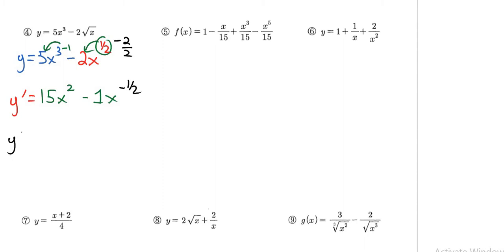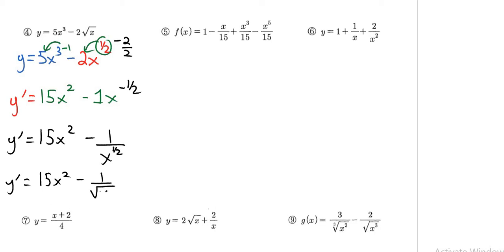And if you want to rewrite your answer by cleaning things up, you can get 15x squared minus 1 over x to the 1/2. And if you want to do one extra step here, anything to the power of 1/2 is just the square root of that variable.